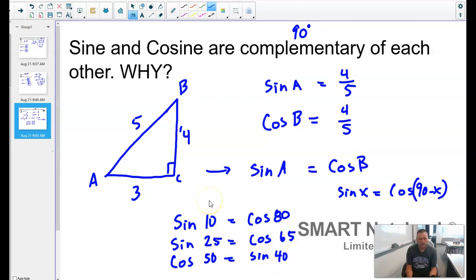But that's why they're complementary of each other. Pretty neat little pattern that they follow. That always happens with these right triangle trigonometry.